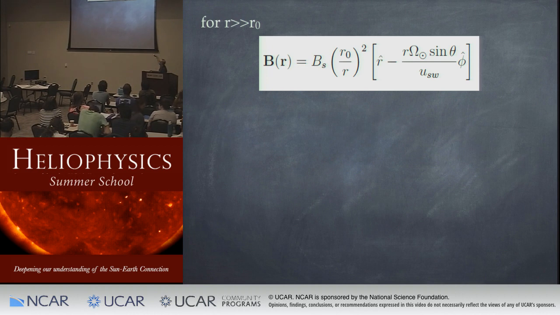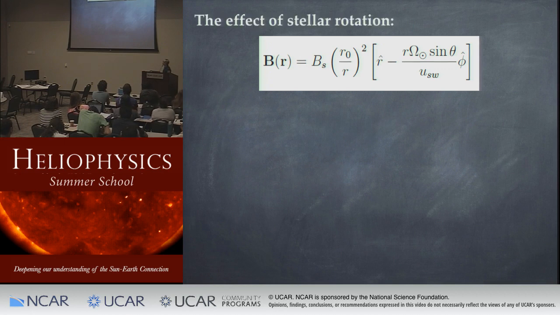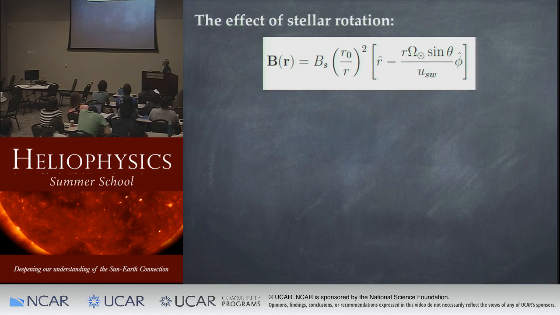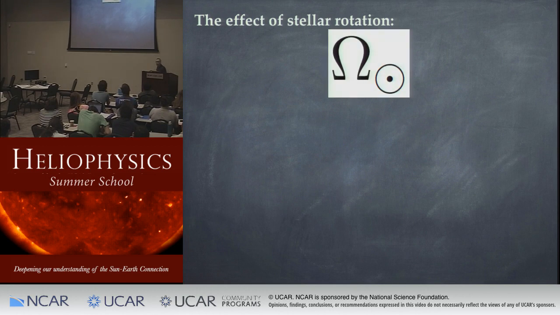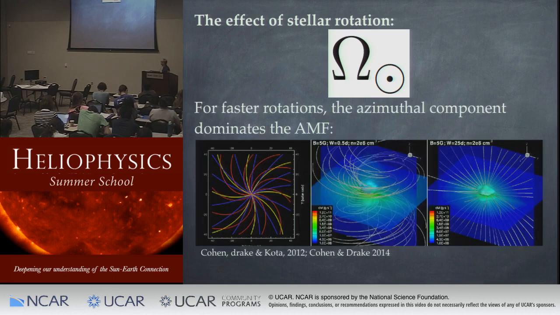So if we look at the Parker spiral formula, there are two ways that we can change things for other stars. So what is the effect of the stellar rotation? We know that young active stars rotate much faster, and we're going to discuss this more later. The rotation can be up to 2 days, even half a day rotation, in contrast to roughly 27 days of the solar rotation. So that can have a dramatic effect on the Parker spiral in general.